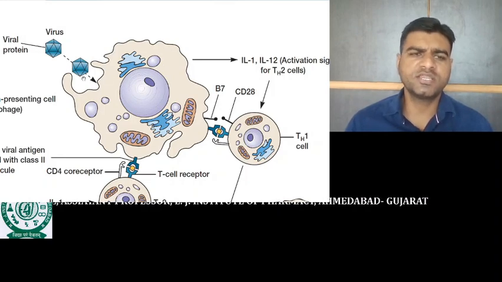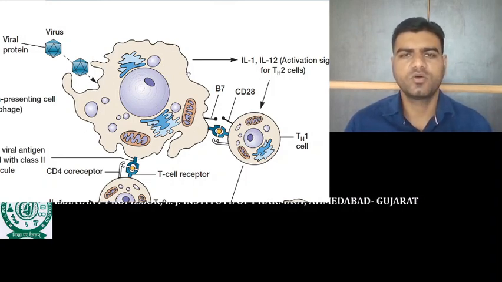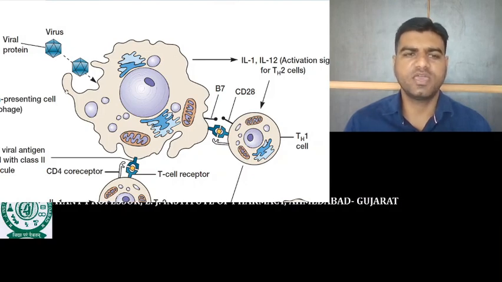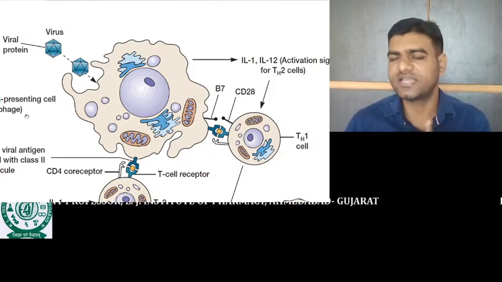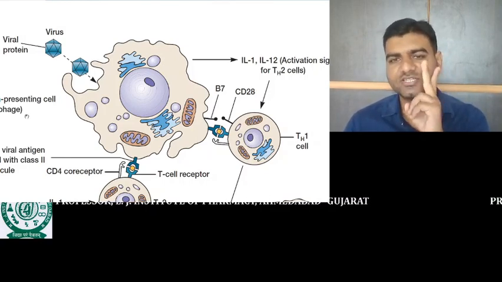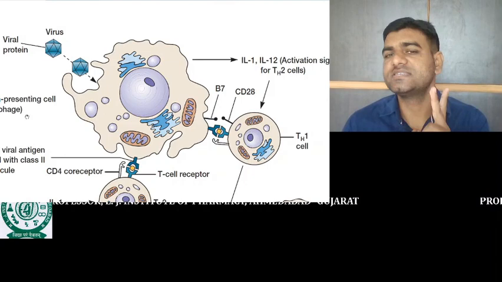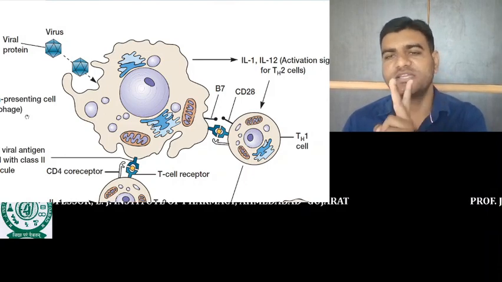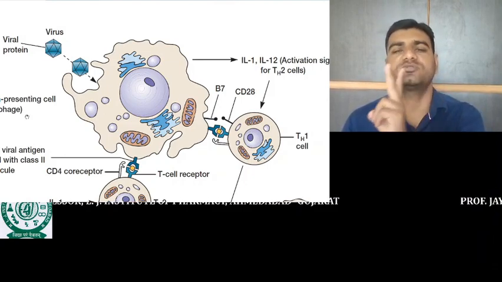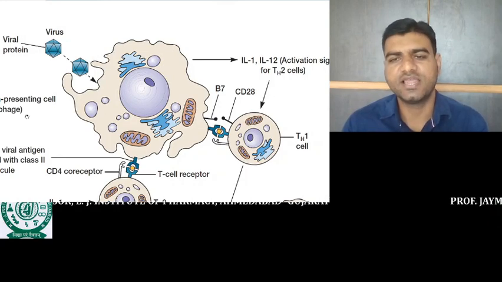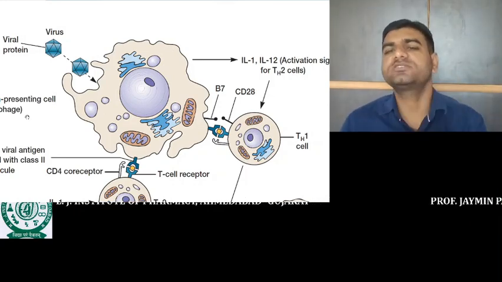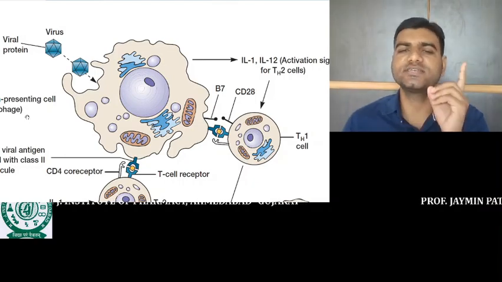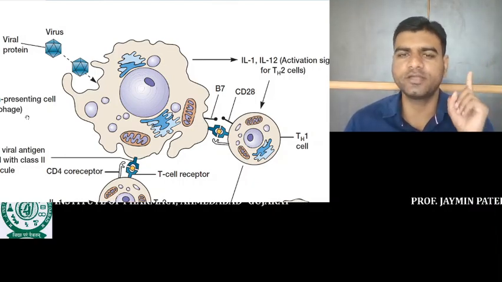So this one is nothing but the APC cell. Now this APC cell is a macrophage. It possesses both MHC class 1 and MHC class 2. MHC class 2 is associated with the helper T cell, and MHC class 1 is associated with the cytotoxic T cell. Helper T cell can connect with MHC class 2, and cytotoxic T cell can connect with MHC class 1, that we already discussed in the components.